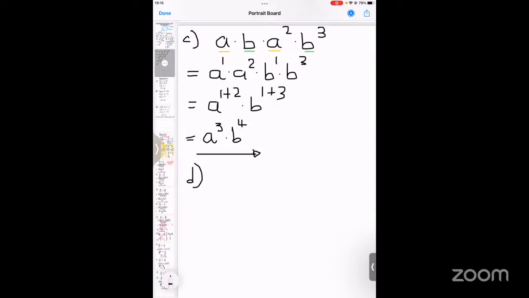Let's have a look at the last example, and then from there, I'm going to give you some problems to work out. Okay, let's say we have 2 to the exponent 4 multiplying x, multiplying 3 to the exponent 5, multiplying y to the exponent 5, multiplying 2 to the exponent 3, multiplying x to the exponent 5, multiplying y squared.